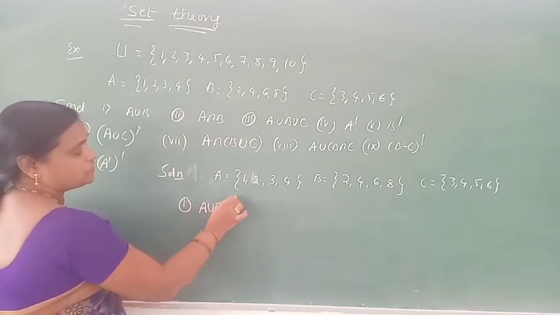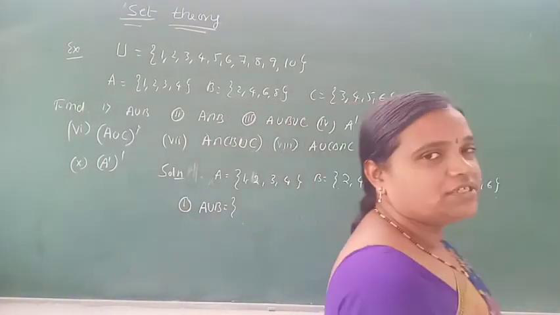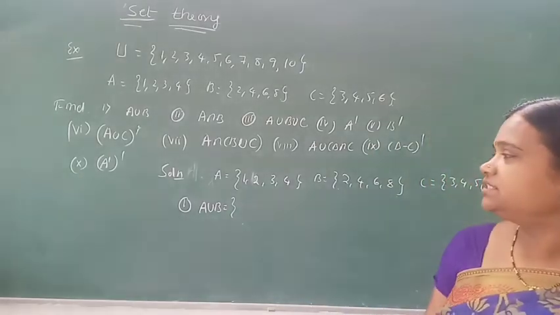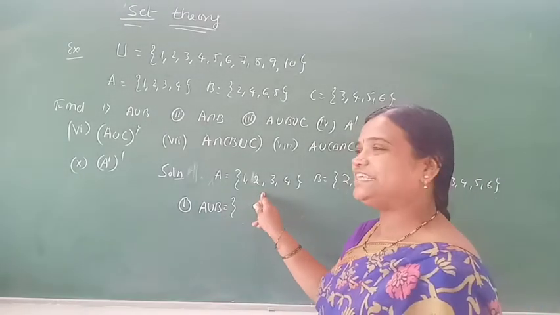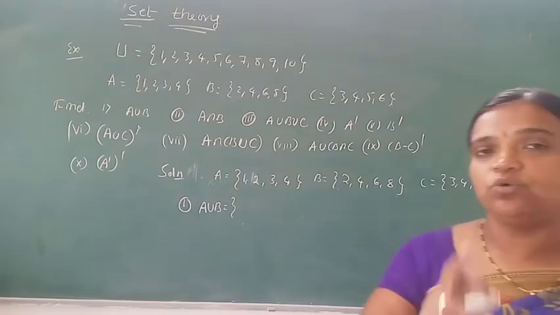What is the definition of A union B? A union B contains the set of all elements which belong to set A and set B. The common elements we take only one time.